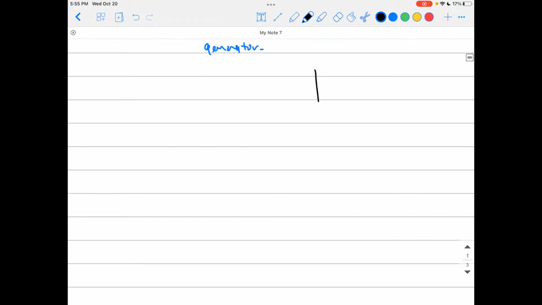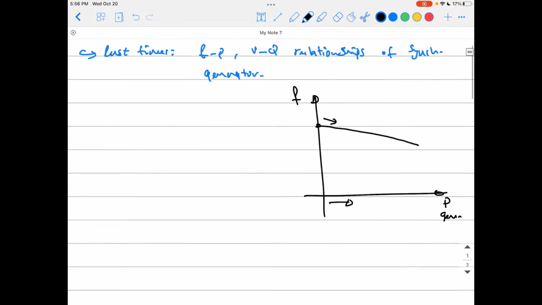So the FP relationship was just something like that. It's talking about the frequency of the generation with the generated power, the active power, directly in watts. That means with the increase in the active power generation, the frequency goes down. And why did we say that? Because it just happens like that.